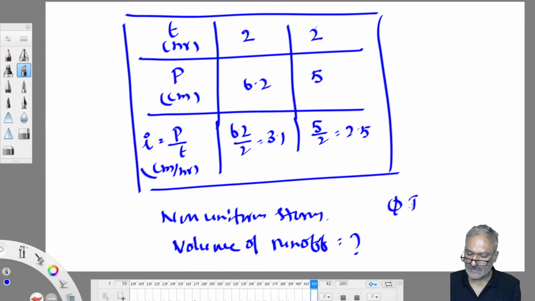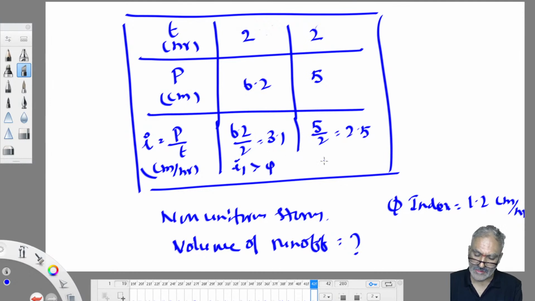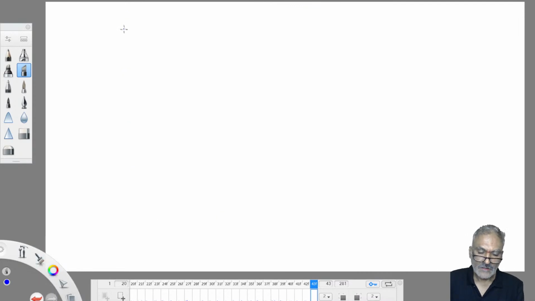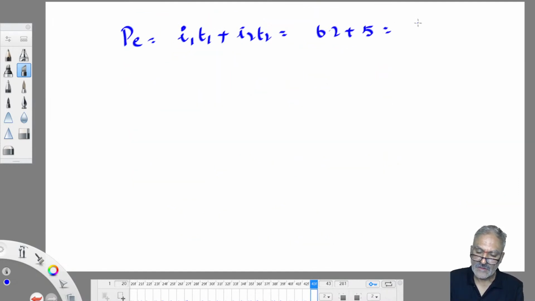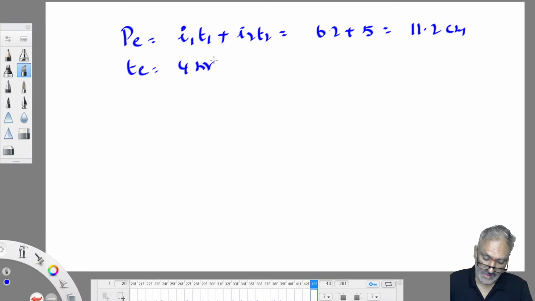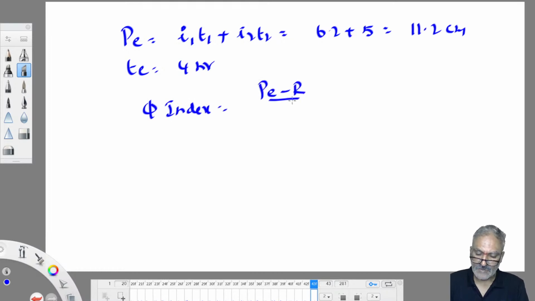Then pi index also given to you. Pi index is given as 1.2 centimeter per hour. So this I1 is greater than pi index, I2 also greater than pi index. Both of them are greater than pi index, therefore both of them produce runoff. Therefore P is equal to I1 into T1 plus I2 into T2 because both of them are greater than pi index. So it is 3.1 into 2, 6.2 plus 5, it is 11.2 centimeter. And T is equal to 4 hours, like uniform storm only it is.